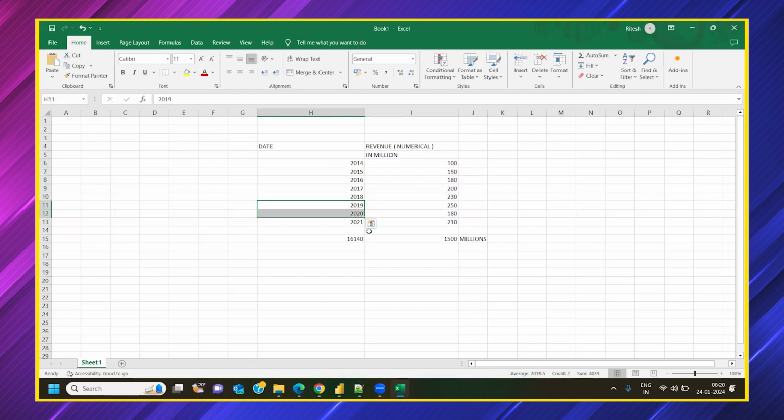Now you cannot do 2020 minus 2019. There is no use case of this. Whatever statistics you do here, there is no use case. Now if you do statistics here with the numerical figures, there is a specific use case.